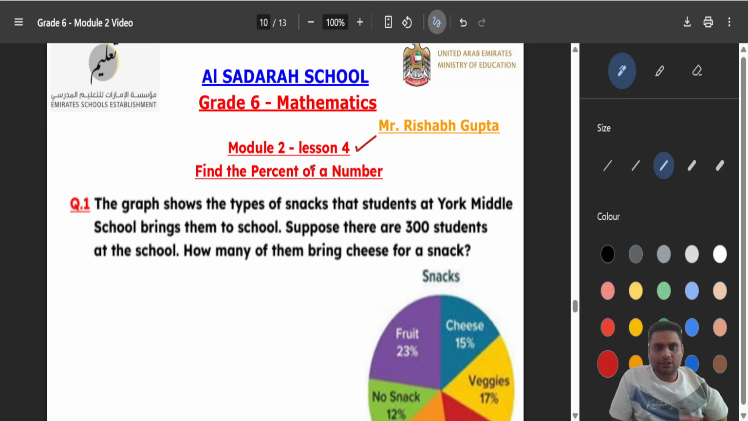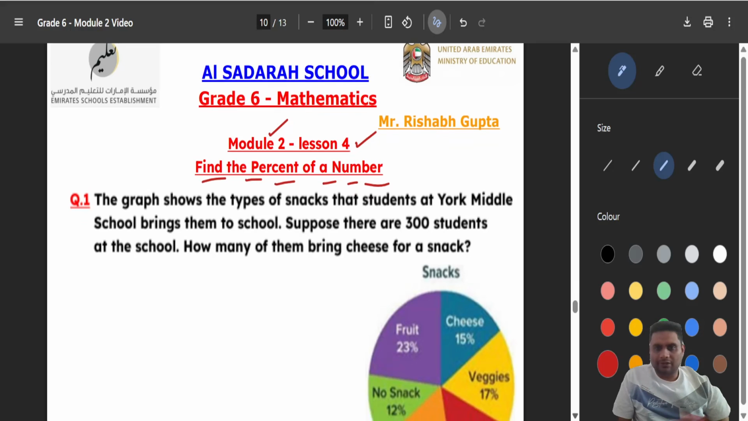Let us start with lesson number 4 of module 2: Find the percent of a number. Let us understand it with the help of an example.